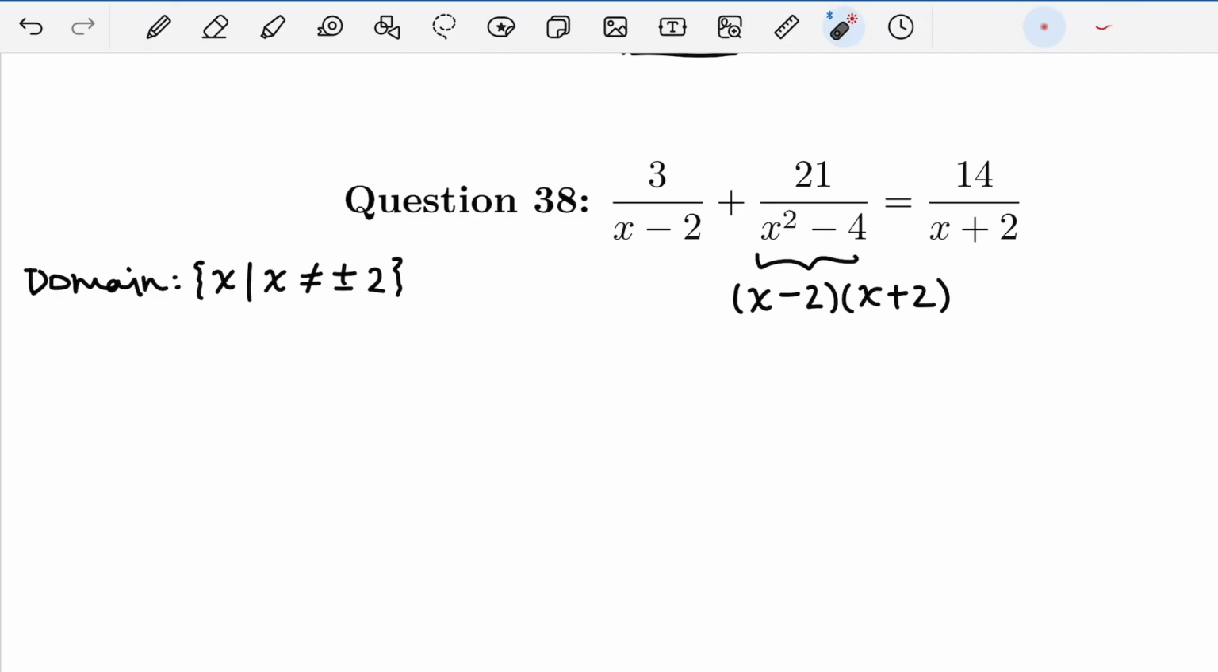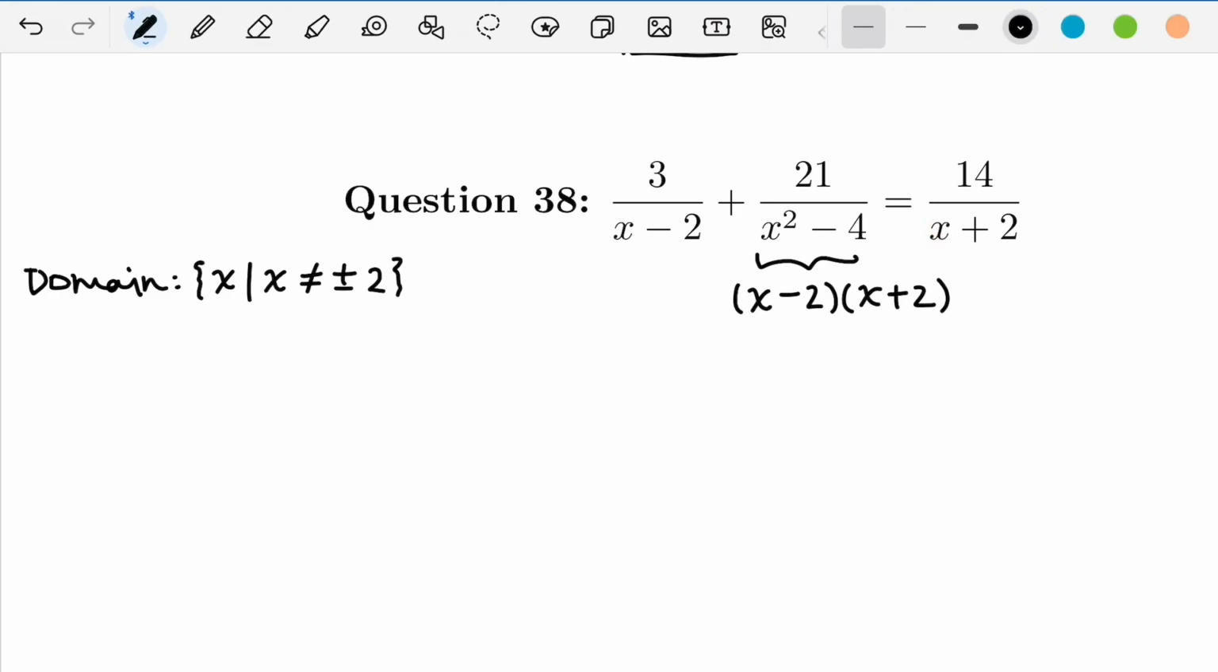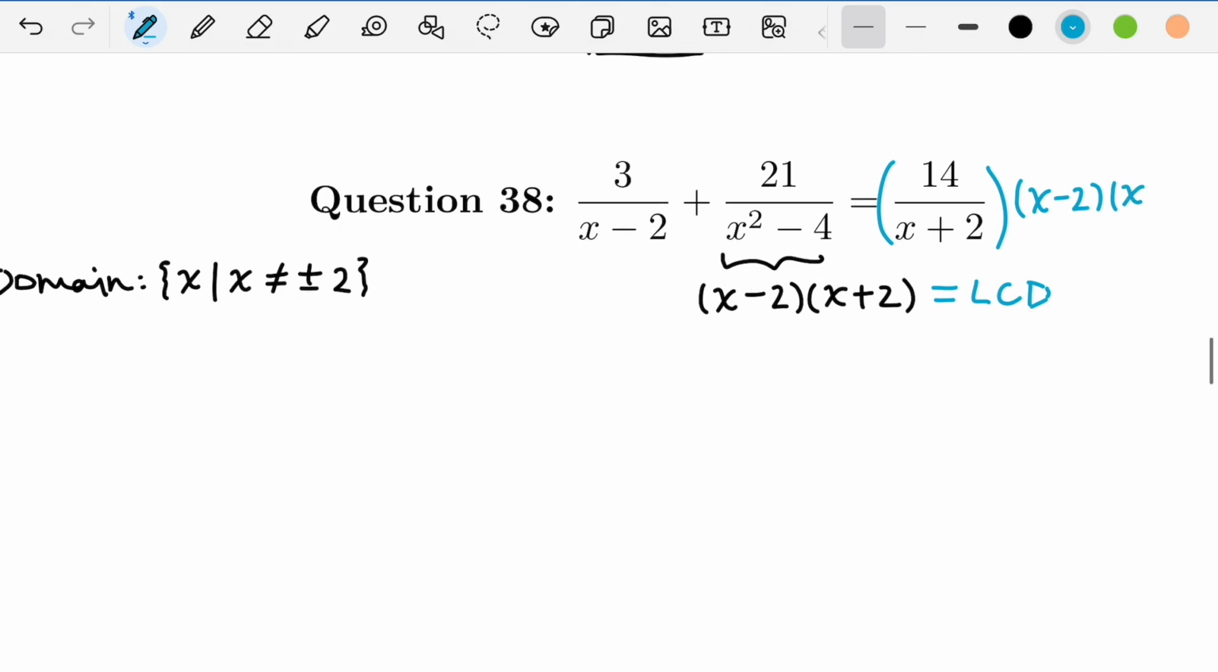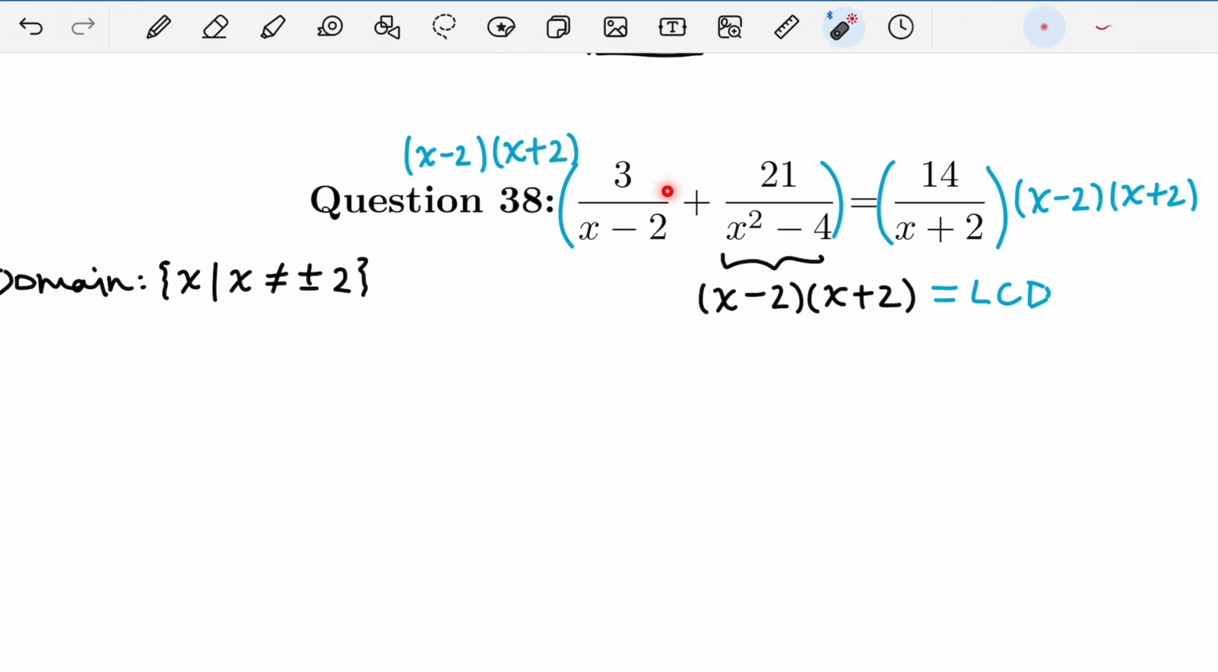All right, so the next step here is to multiply both sides of our rational equation by the least common denominator so that we can get rid of these fractions. Now notice this guy here is our LCD. So we're just going to multiply this to both sides of our equation here. So from here, this LCD is going to multiply both fractions inside of our parentheses, and then our LCD on this side is going to multiply this guy.